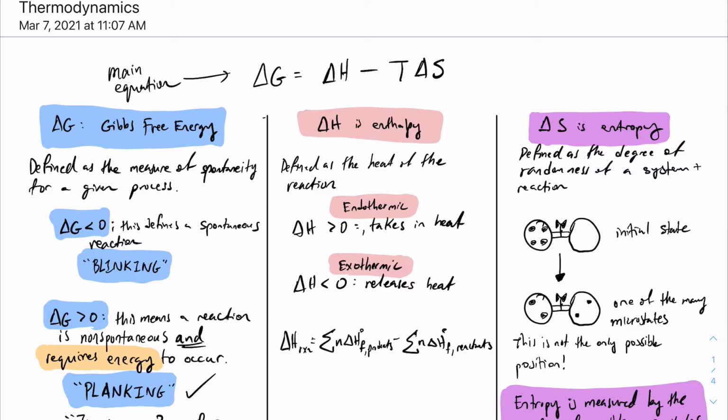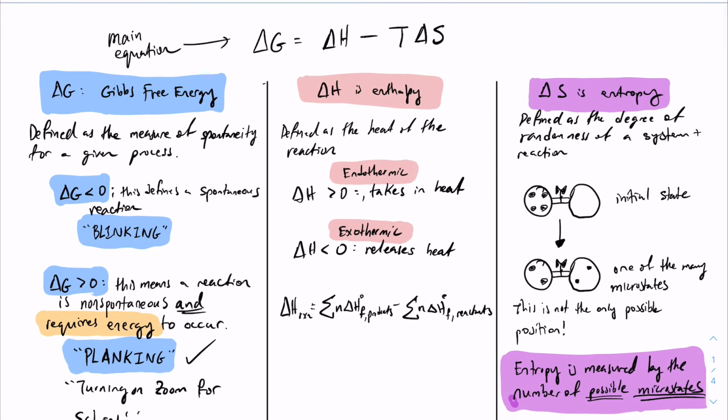Alright, so the Gibbs free energy is defined as the measure of the spontaneity for a given process. If delta G is less than 0, this defines a spontaneous reaction. You can think of this as something like blinking or sleeping. You don't really need much energy to do this, it just happens. However, if your delta G is greater than 0, this means that the reaction is not spontaneous and will actually require energy to occur. This is like exercising, this is like turning on Zoom to go to school. This takes work to do, essentially.